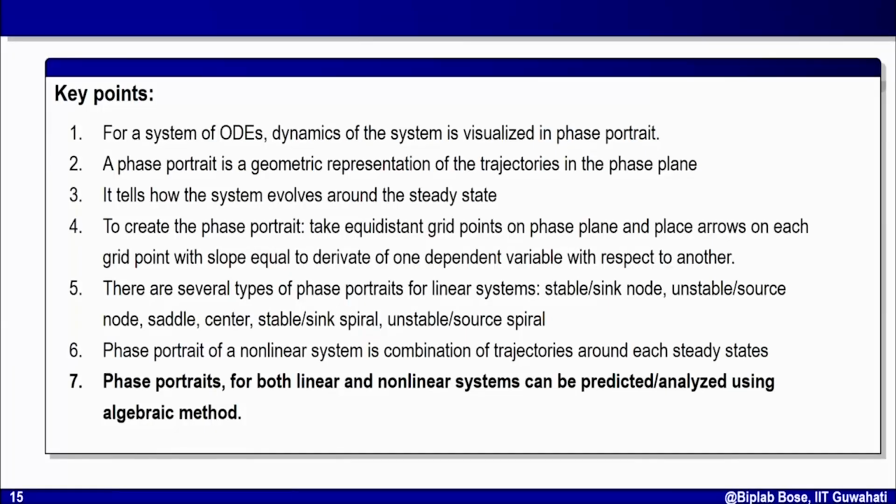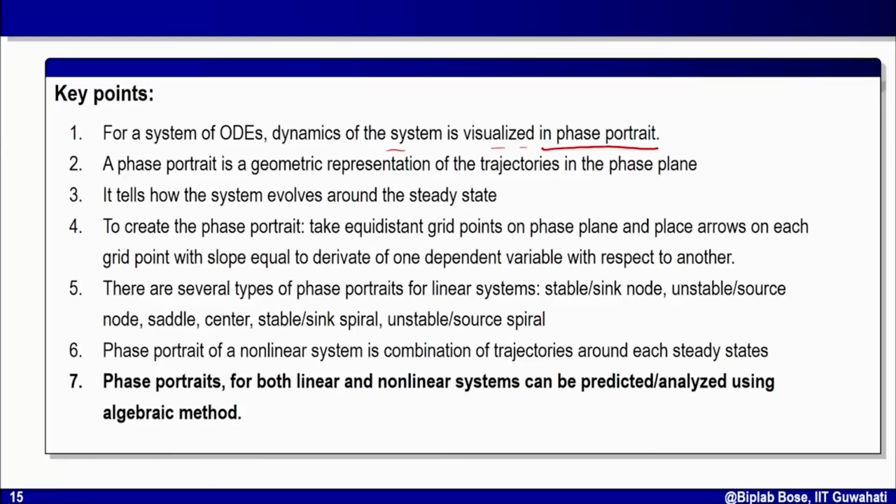So let us come down to the key points that we have discussed today. For a system of ODE, the dynamic of the system is visualized by phase portrait. For a single ODE, you can draw the direction field, but for a system of ODE where you have more than one ODE, you draw a phase portrait. You choose any two dependent variables and draw the phase portrait. A phase portrait is nothing but a geometric representation of the trajectories in the phase plane. So as you are representing the trajectory, the phase portrait tells me how the system evolves around the steady state.